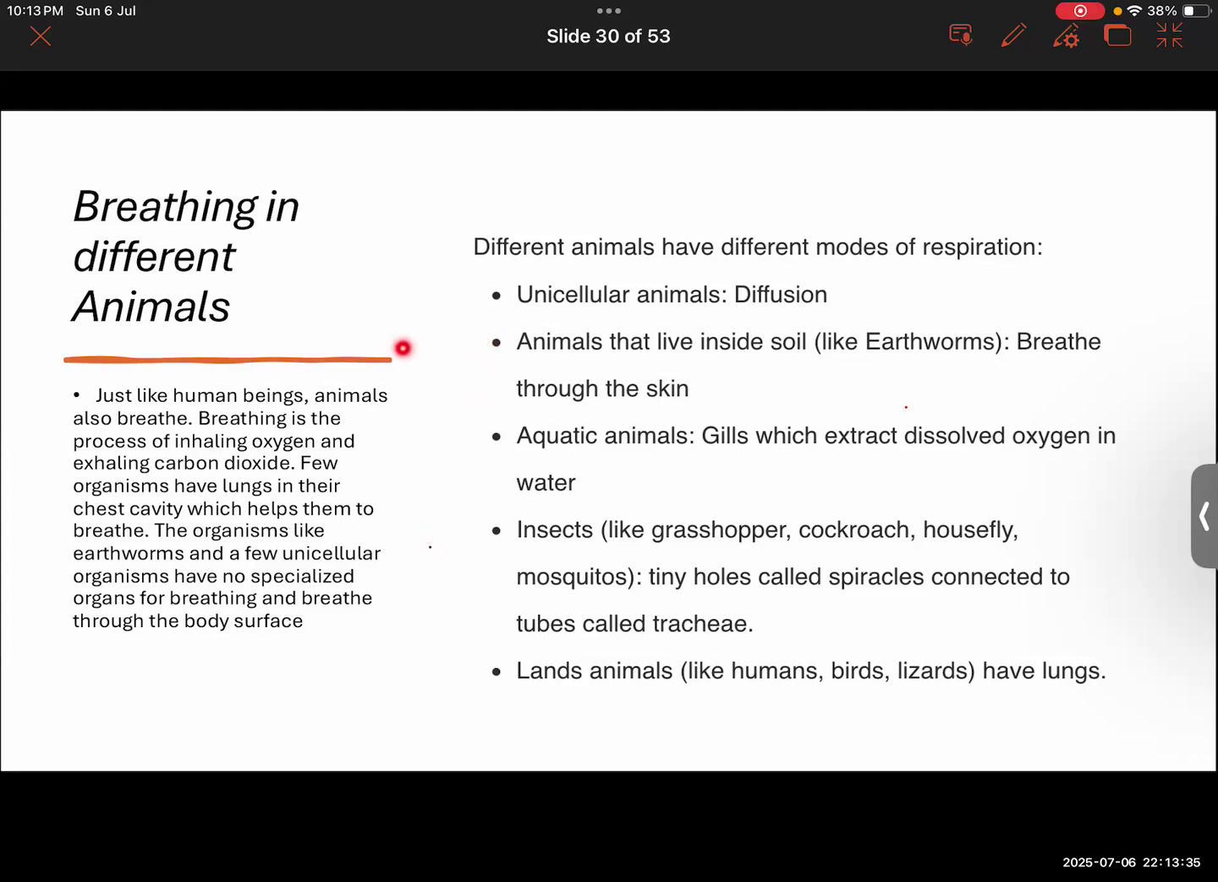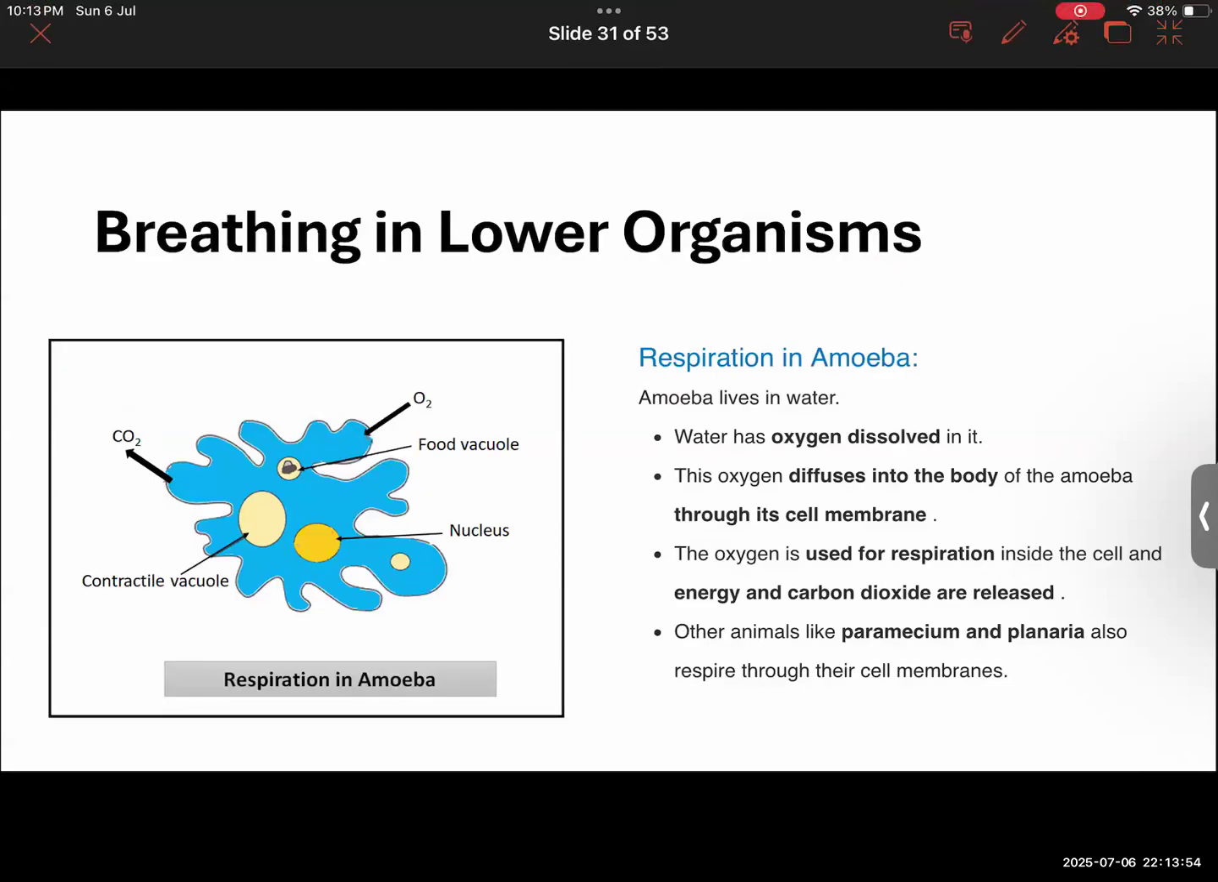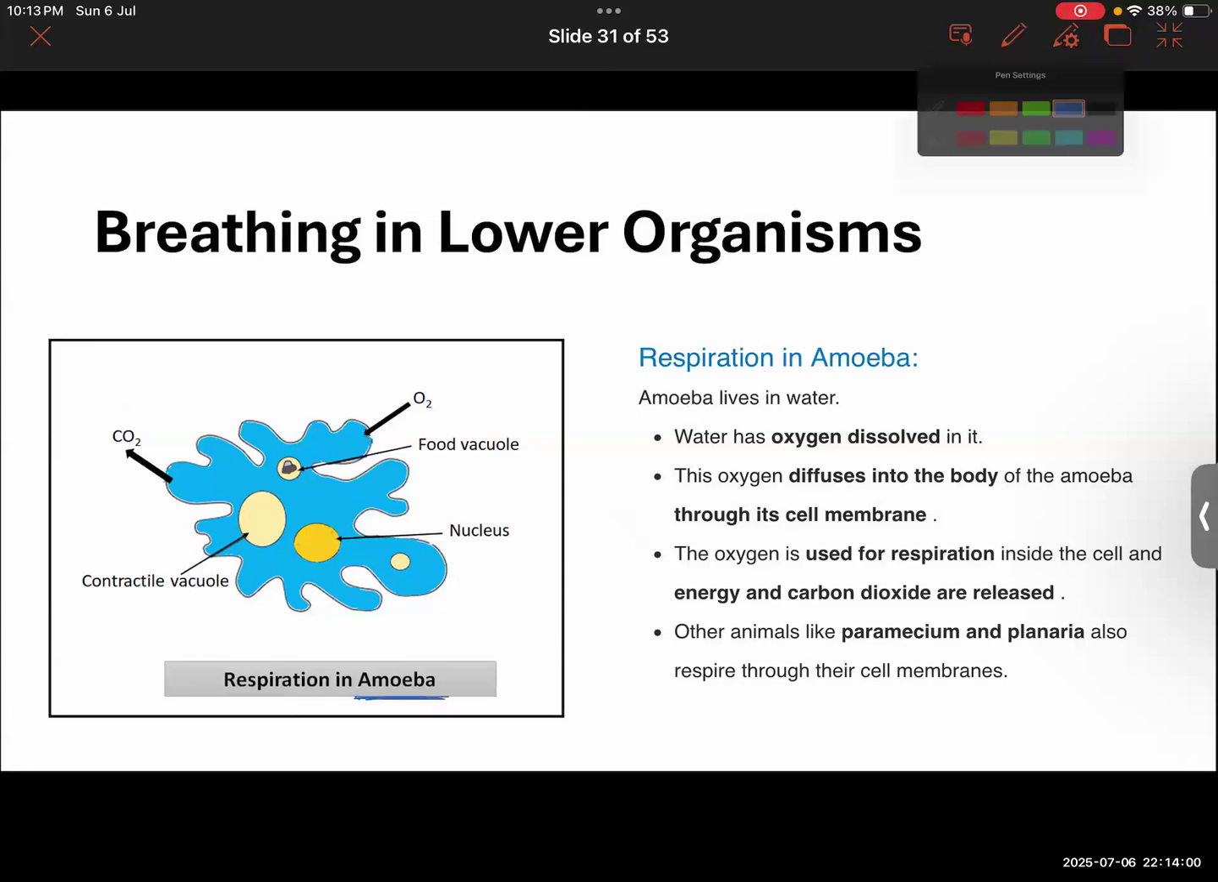Anyways, talking about breathing in different animals, we'll be learning about breathing in unicellular animals, like how they take in oxygen. Even microscopic organisms, no matter how small they are, which can be viewed only with the help of a microscope, also do respiration, right? Like this amoeba here. Anyone heard about amoeba before? Yes, like brain eating organisms.